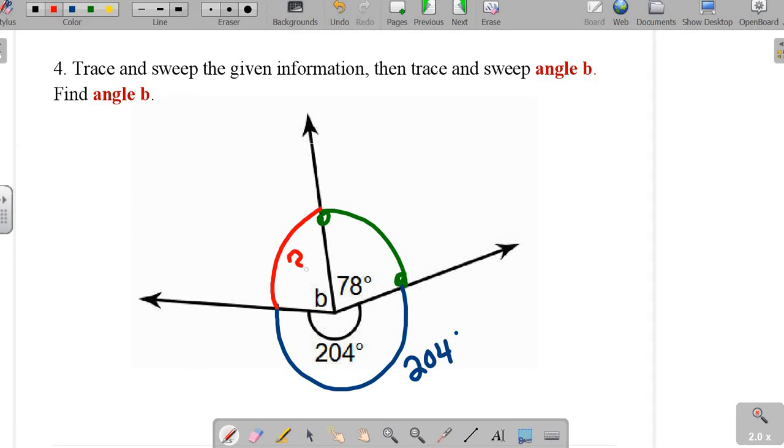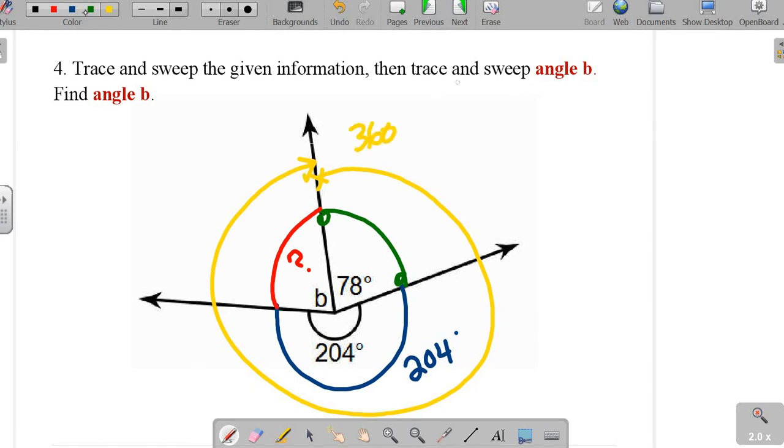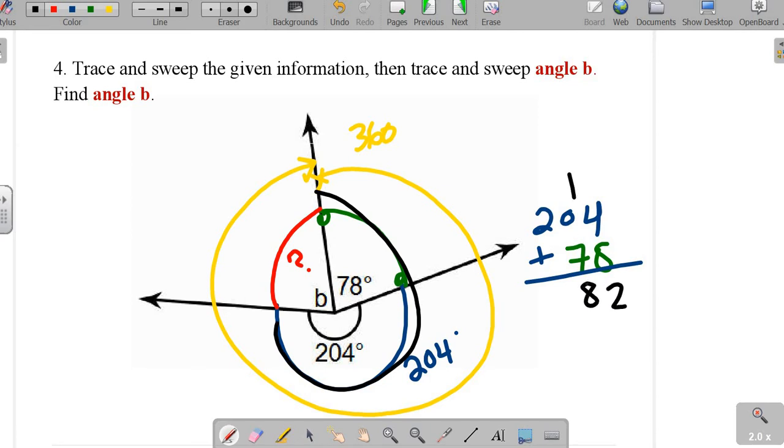Sweep what you're trying to find. See that X? I'd like you to put your pencil on X and sweep an entire circle. Now your brain just probably registered, oh, that's 360. Therefore, to solve this problem, of course, you simply add what you have. And you take it away from 360.